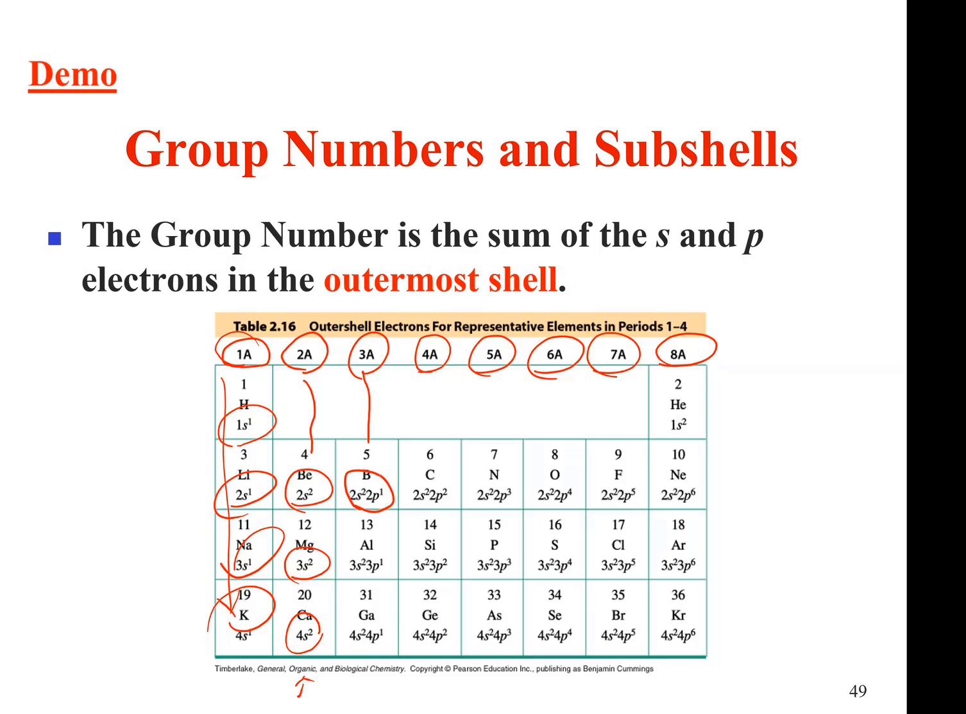2 of them are in 2s, 1 of them is in 2p, or 2 of them are in s, 1 in p. So all of them have 3 electrons in the outer shell. And the same for group 5A, 6A, 7A, 8A, except for helium, which is an exception.